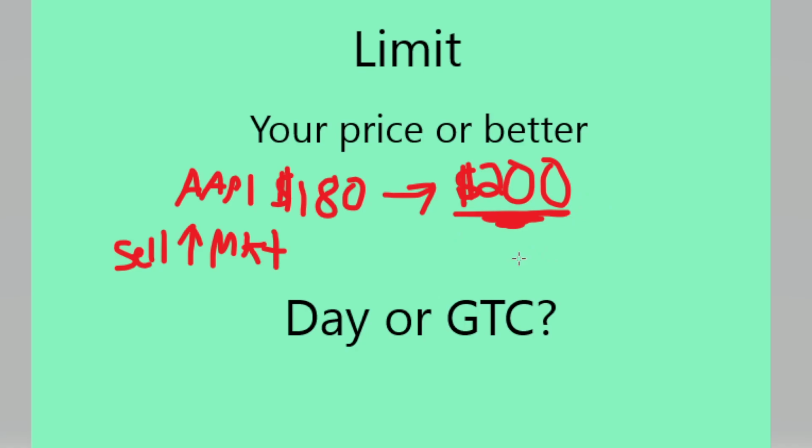Now, there is also the way to do a buy limit. So what do you do with a buy limit? Basically the inverse of your sell limit. So if you want to buy something, it's going to be below the market. So hypothetically, you look at Apple. Let's just say once more, the going rate here.